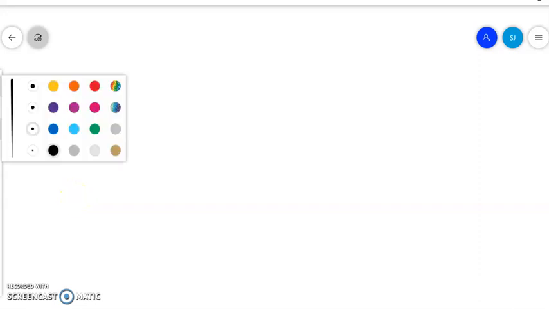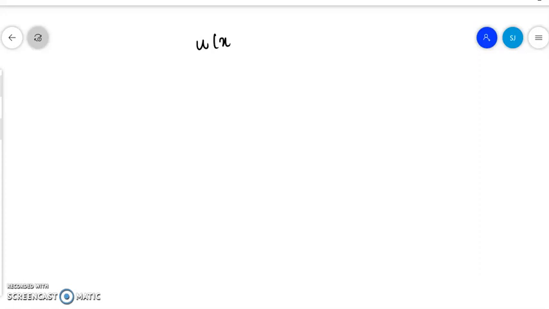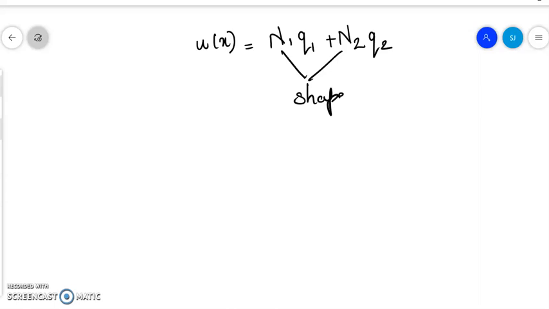So in the previous video, we saw how to find out the displacement at any point at a distance of x using the shape functions. So N1 and N2 are shape functions.